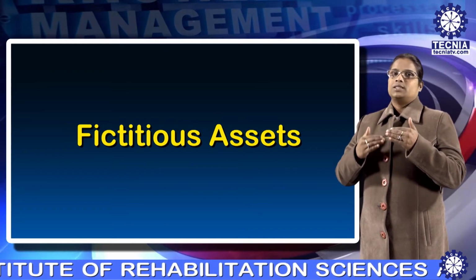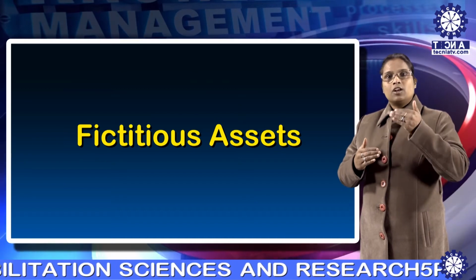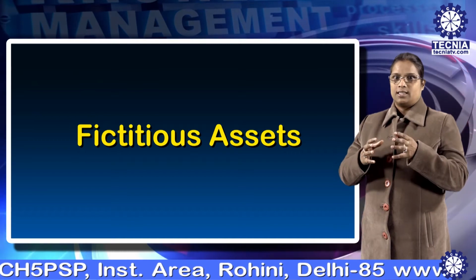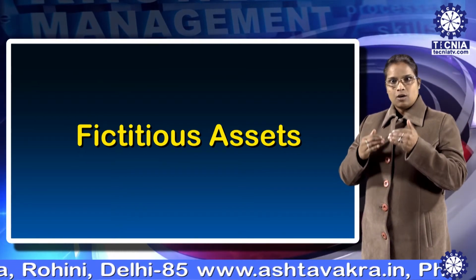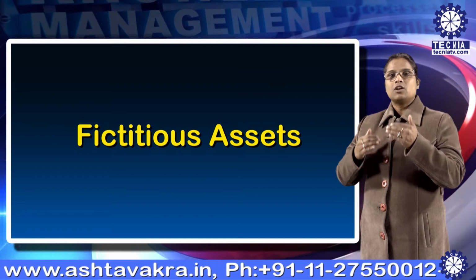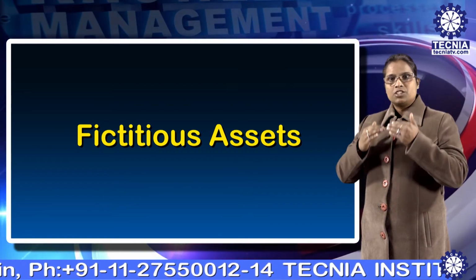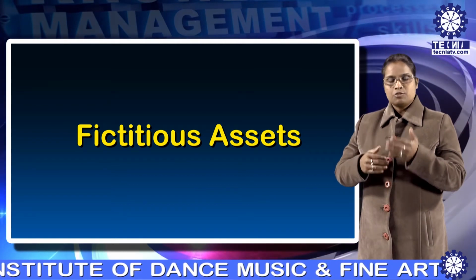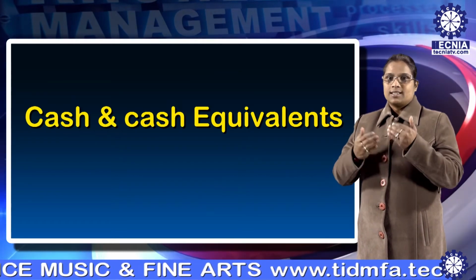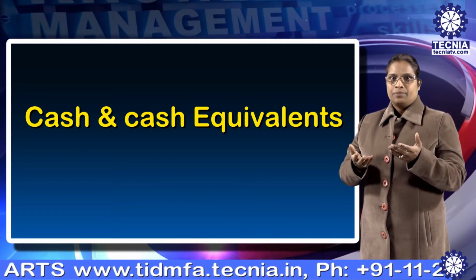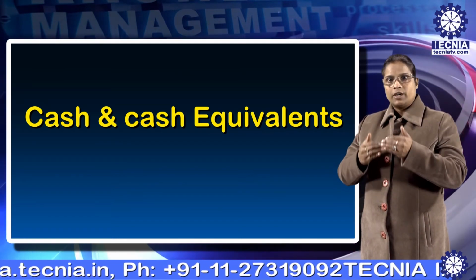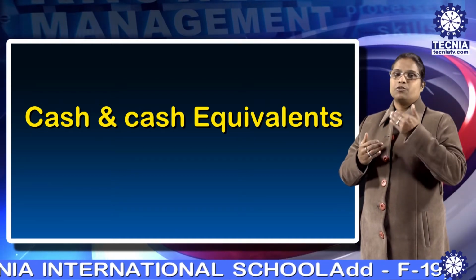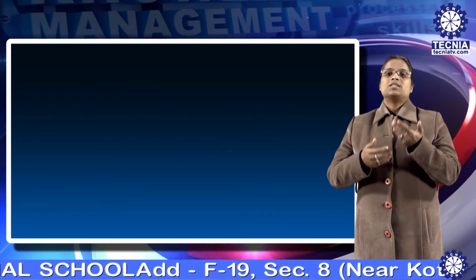Now, we know what a fictitious asset is. Accumulated losses and expenses which are not actually any real asset are called fictitious assets. Discount on issue of shares, profit and loss account, and capitalized expenditure for the time being are the main examples of fictitious assets. Now students, I am going to explain cash and cash equivalents. What is it? Cash balance and cash at bank, and securities which are redeemable in the next 3 months, are called cash and cash equivalents.